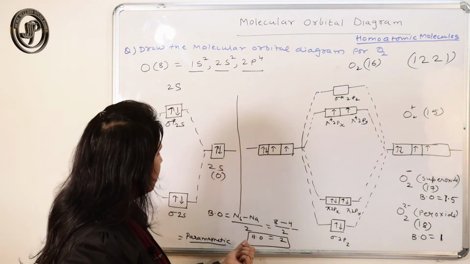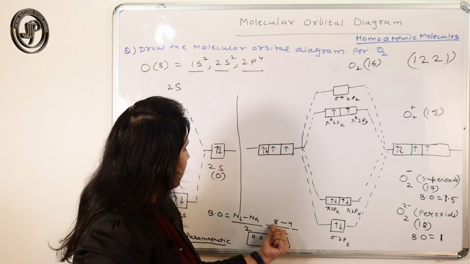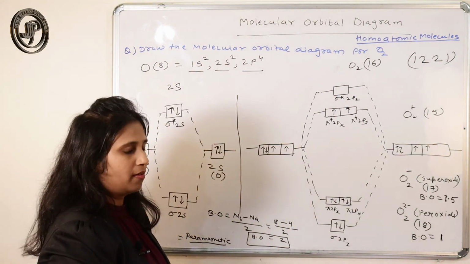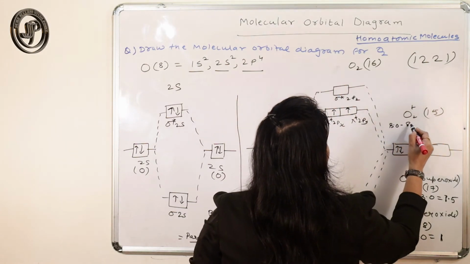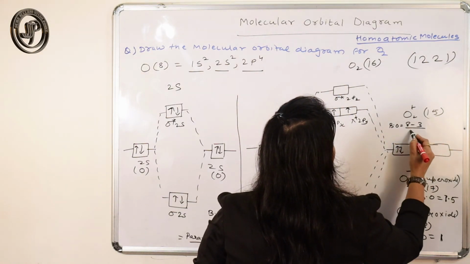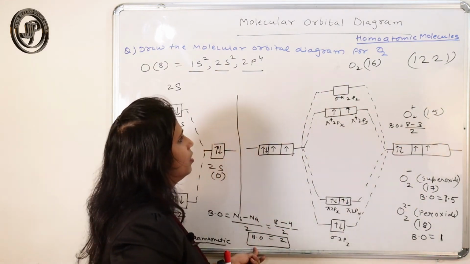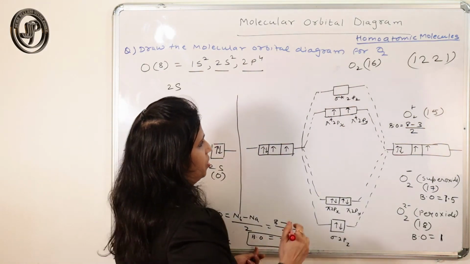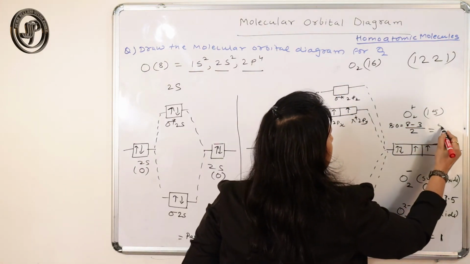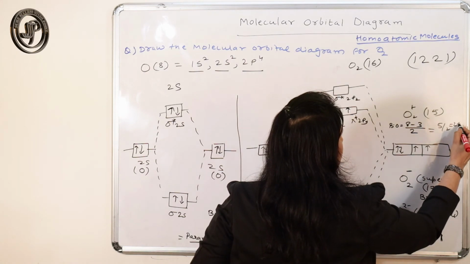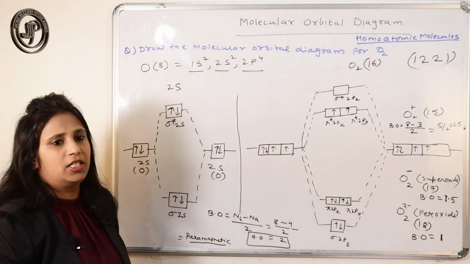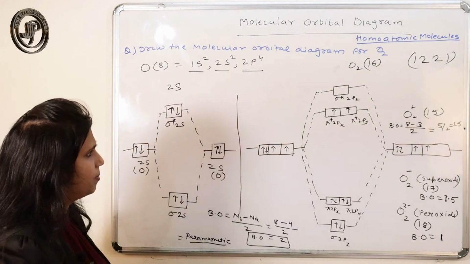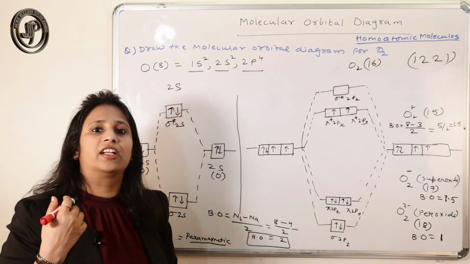So 1 electron will come, then this becomes 8 minus 3, right? Bond order will be 8 minus 3 upon 2, because one electron is less in bonding. So that will be 5 by 2 or it is 2.5. Okay, so if I need to check the stability, the greater the bond order, the greater the stability.